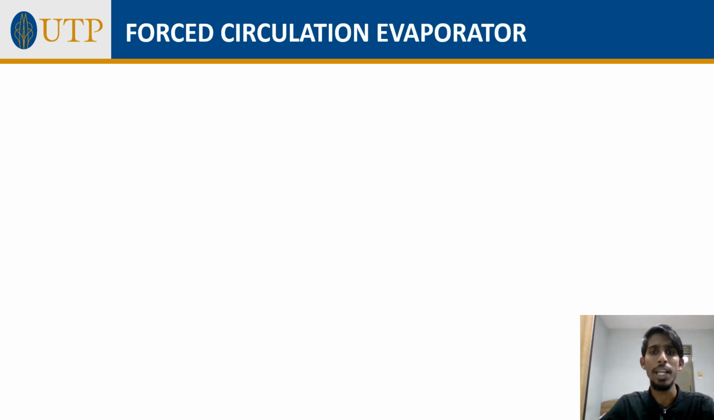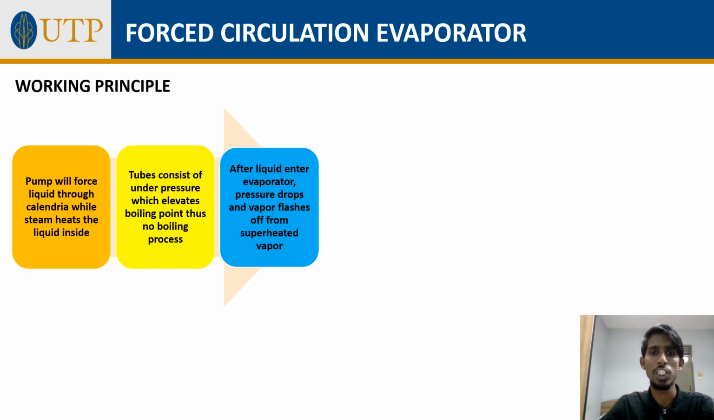Now I will be explaining about forced circulation evaporator. In a forced circulation evaporator, liquor is pumped from the bottom cone of the vapor body through the tubes of the heat exchanger where heat is added and back into the vapor body where evaporation occurs. Pump will force liquid through calandria while steam heats the liquid inside. After liquid enters the evaporator, the pressure drops and vapor flashes off from superheated liquid.